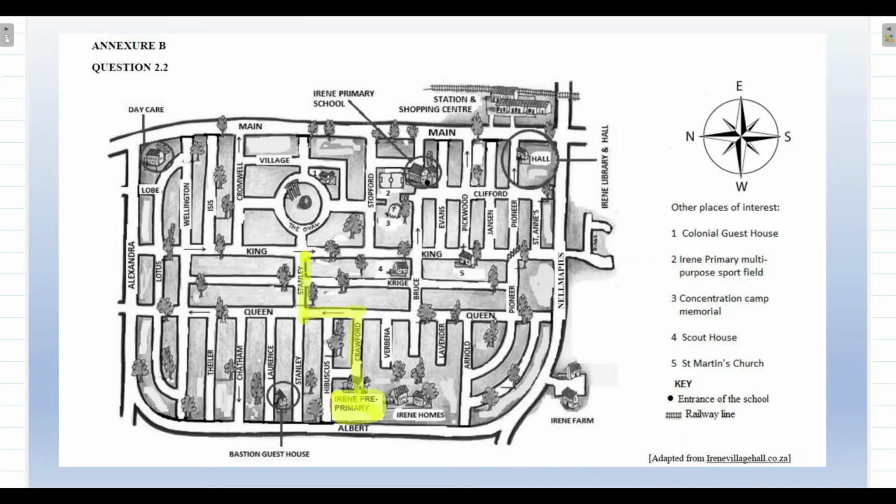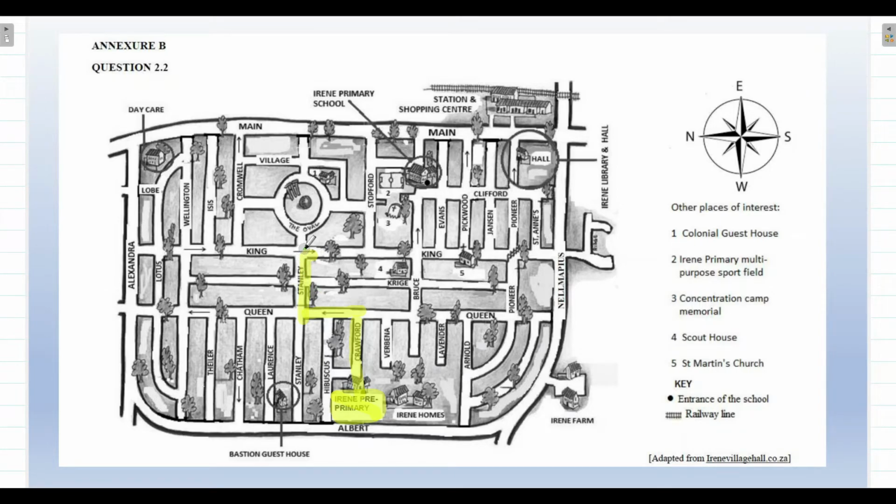So that is our King Street. Then we need to turn right into King Street. So I've turned right into King Street. And then they're saying that we need to pass 5 streets. So we need to literally pass them, 5 streets.